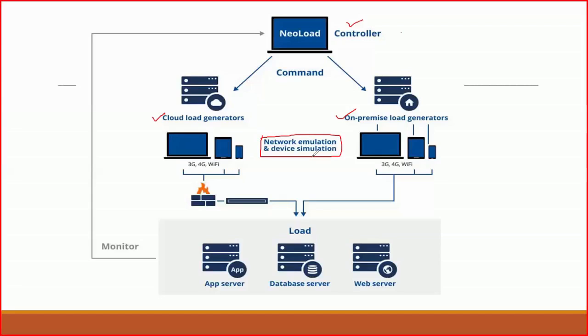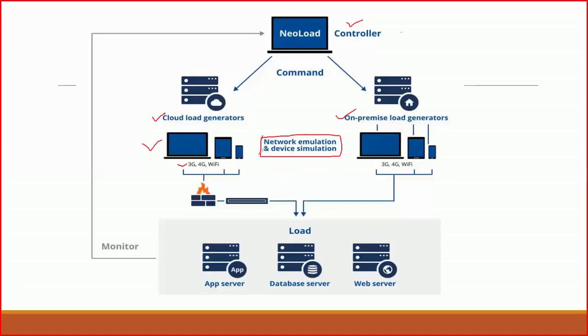If you want to replicate that kind of behavior with the Neoload tool, you have that feature in the form of network emulation as well as device simulation, wherein we can simply select from which type of device we need to send the request and what the network speed is for that device. Both we can select here. That option is available in Neoload, and we can set up that requirement easily.